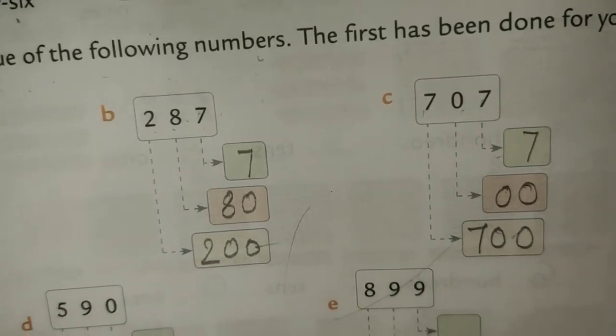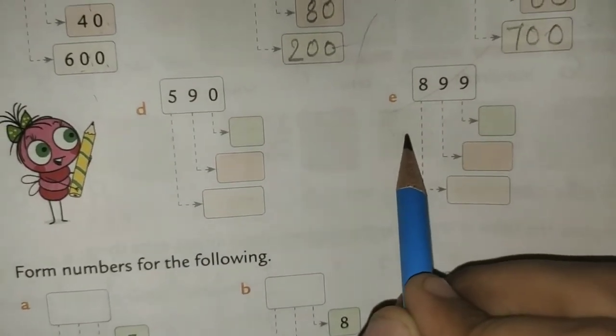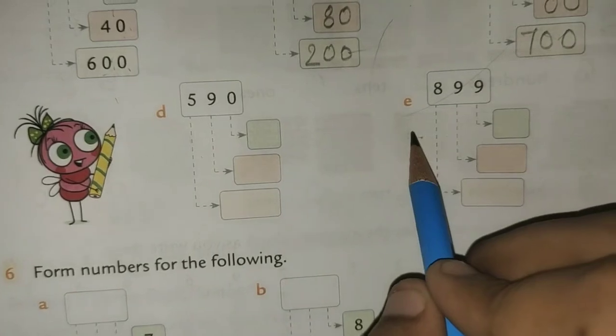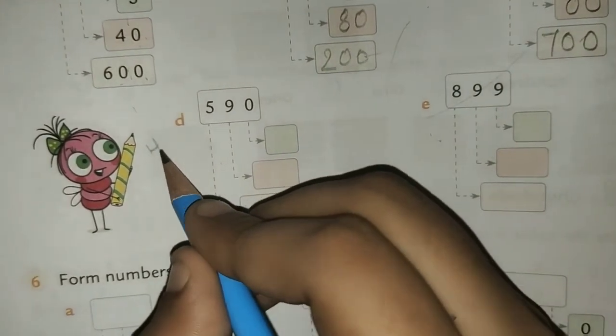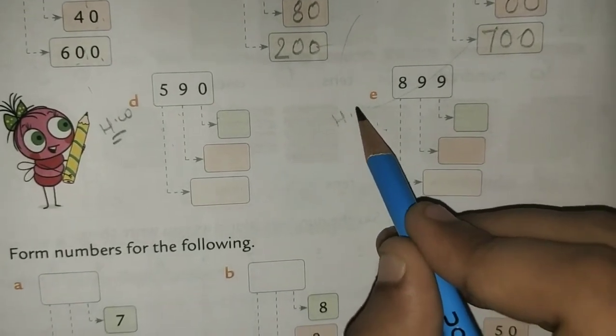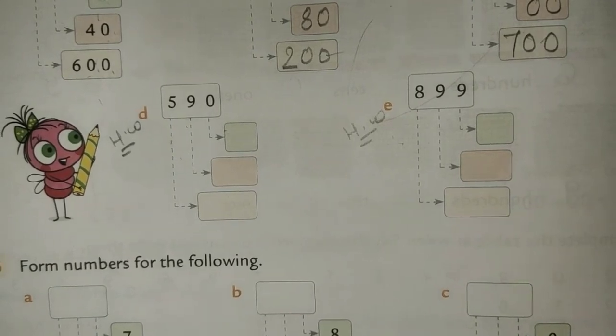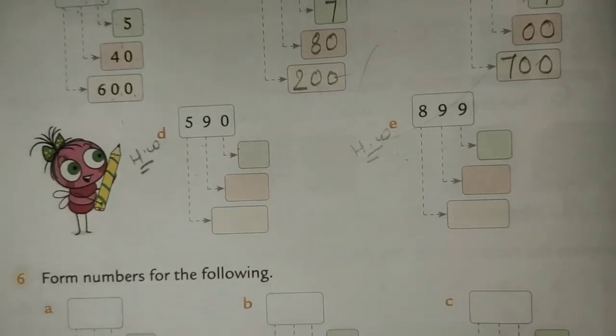Understood? Yes. Now see, D and E are your homework. You have to write by your own. Okay, this is your homework: 590 and 899. Okay. Thank you. I hope everyone will understand.